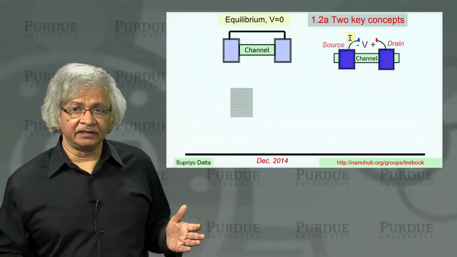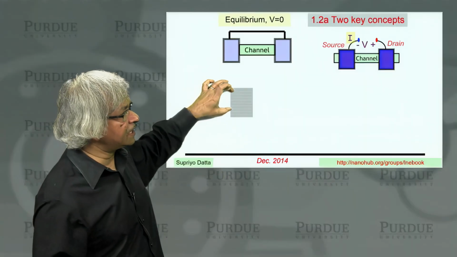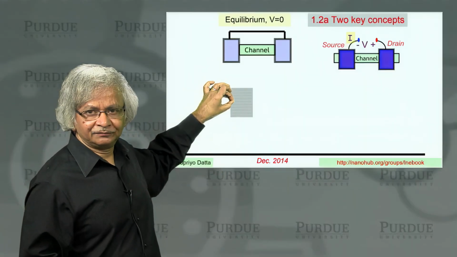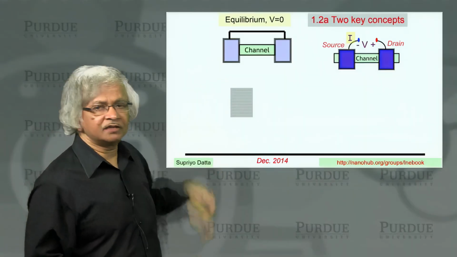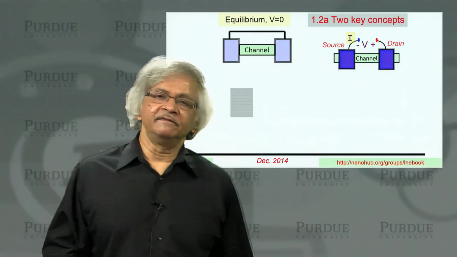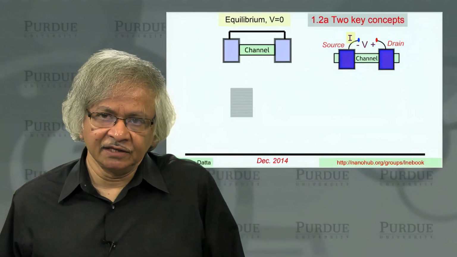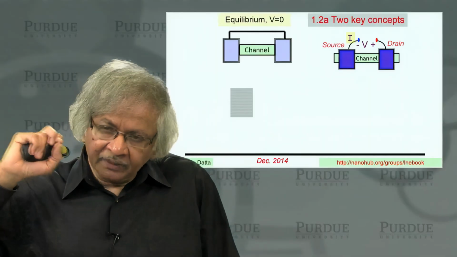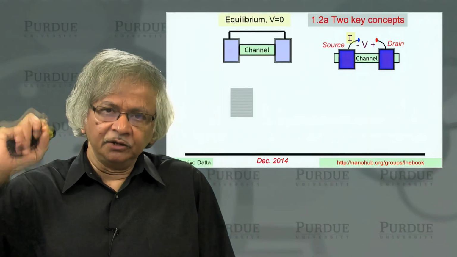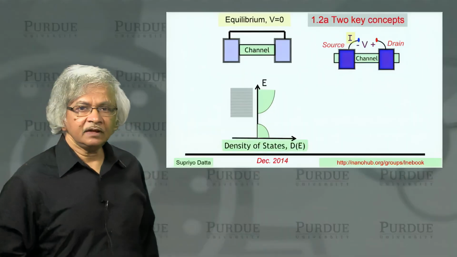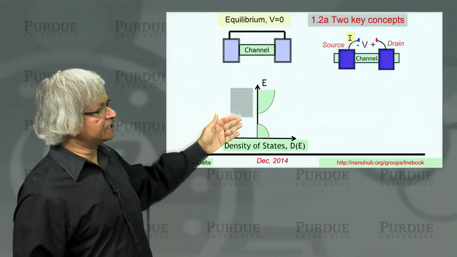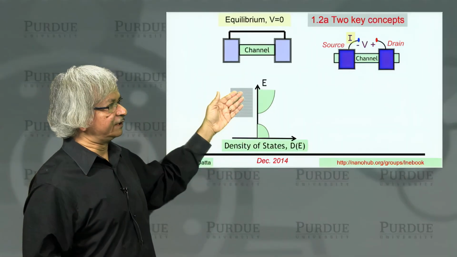And when you get to a solid, usually these levels are awfully close together. And rather than draw lots of lines like this, it's more convenient to define something called the density of states, which tells you how many states you have per unit energy. So a typical density of states plot might look something like this.